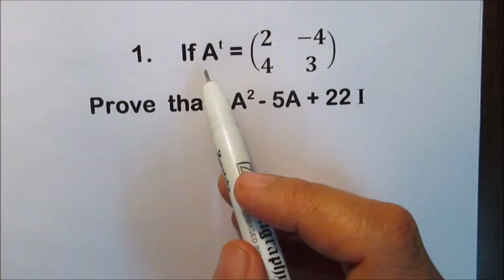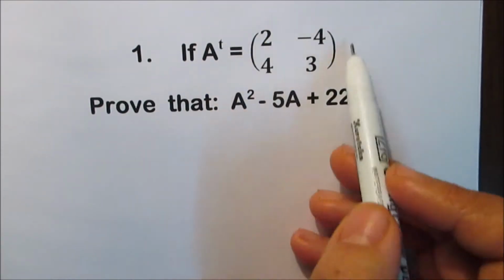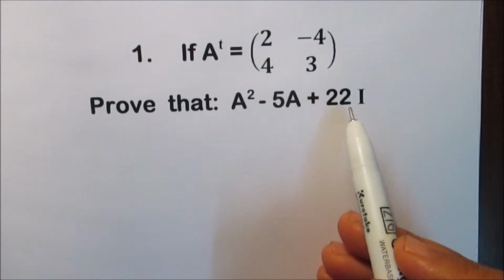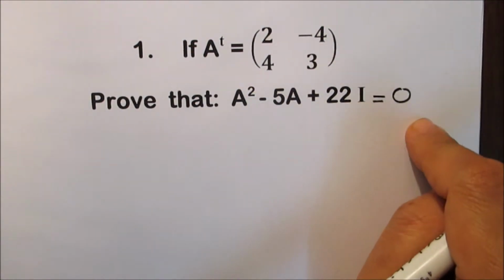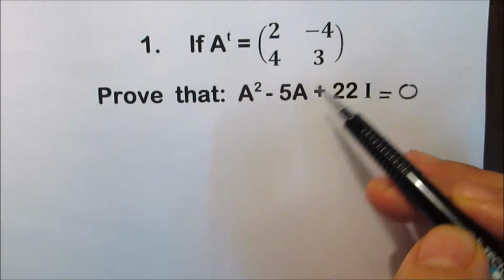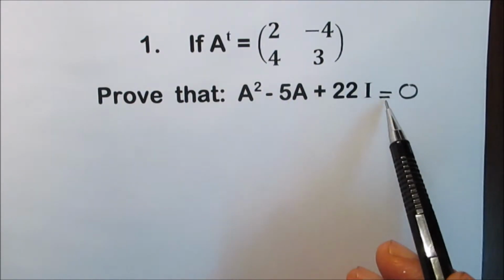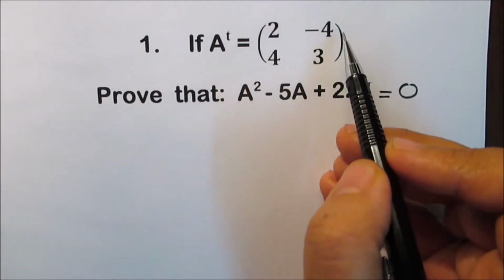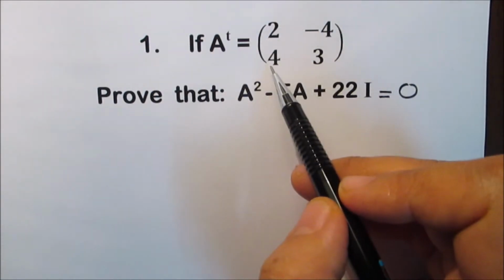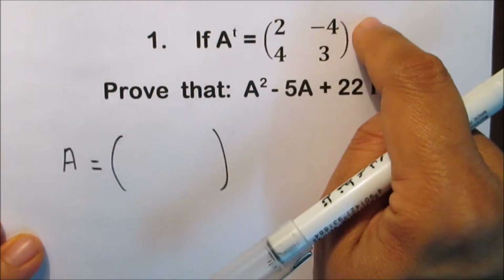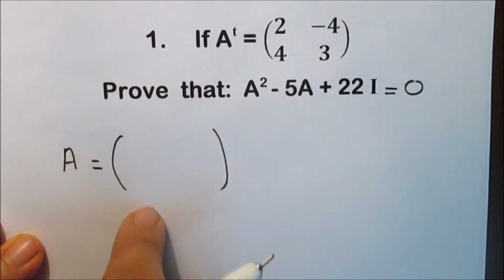Now, example: if A transpose equals this, prove that A squared minus 5A plus 22I equals 0. We are given A transpose. First, let's find A to prove the given equation is true. We are given A transpose, so change the rows into columns in the same order. So for the matrix A, take the first row of A transpose and change it into a column in A.